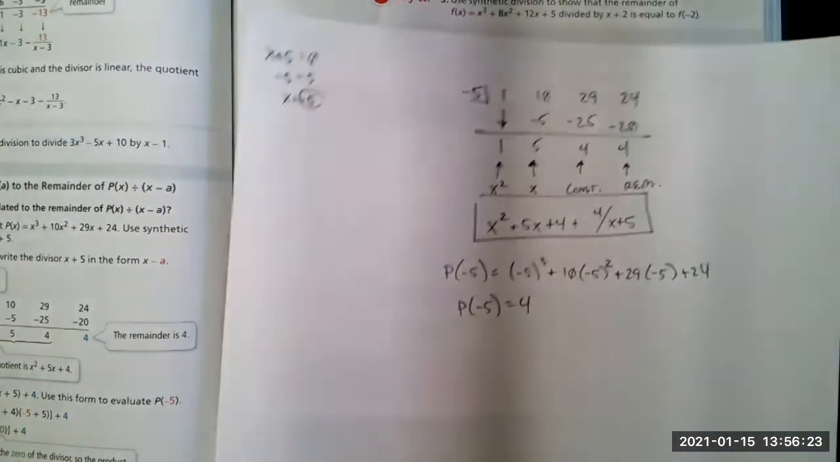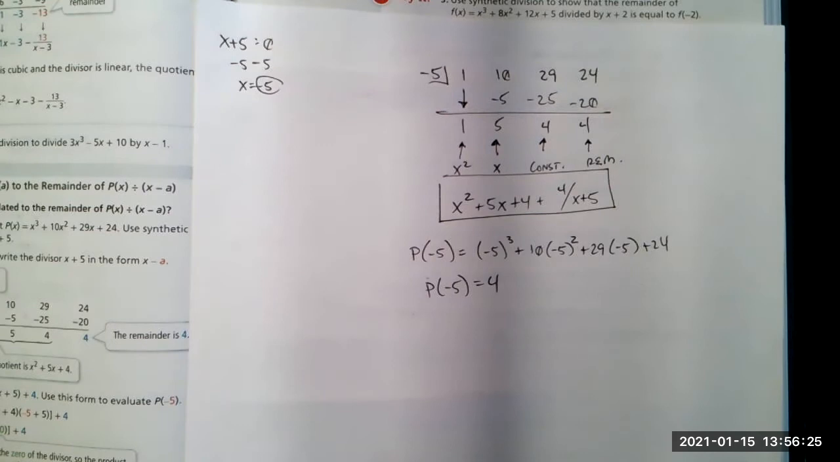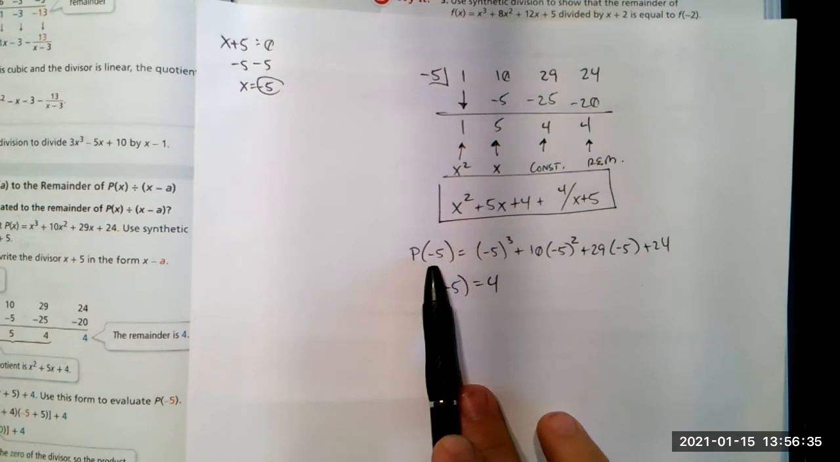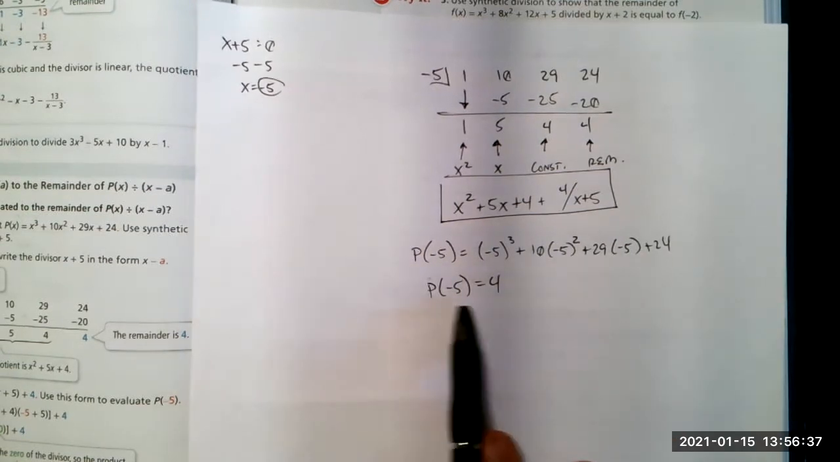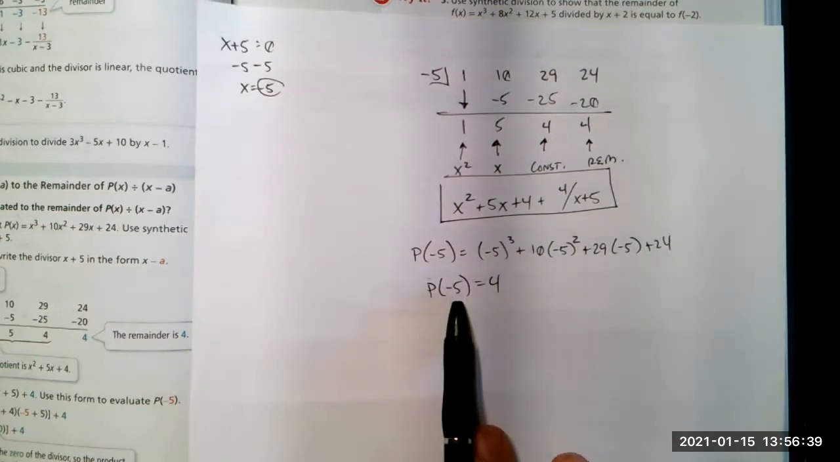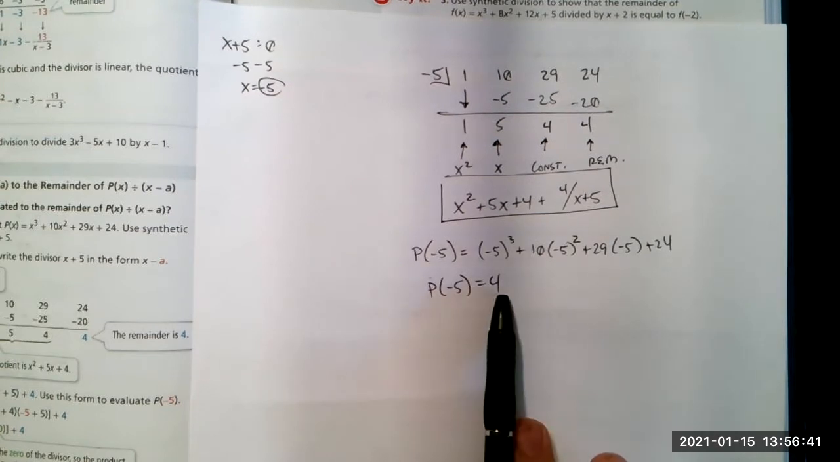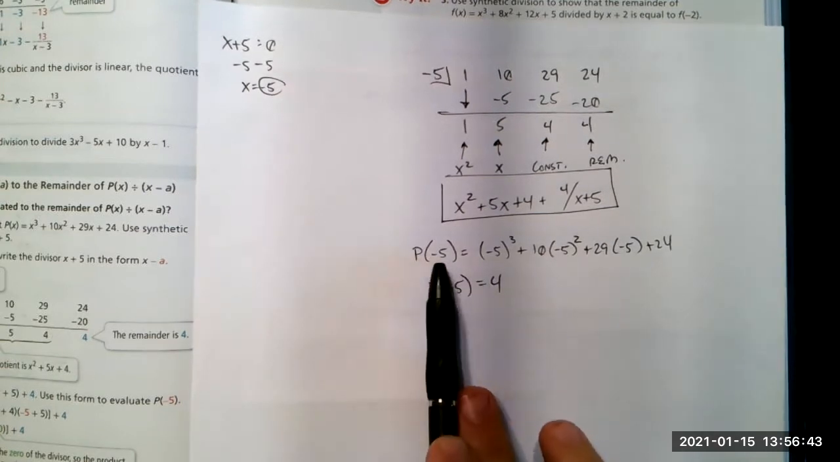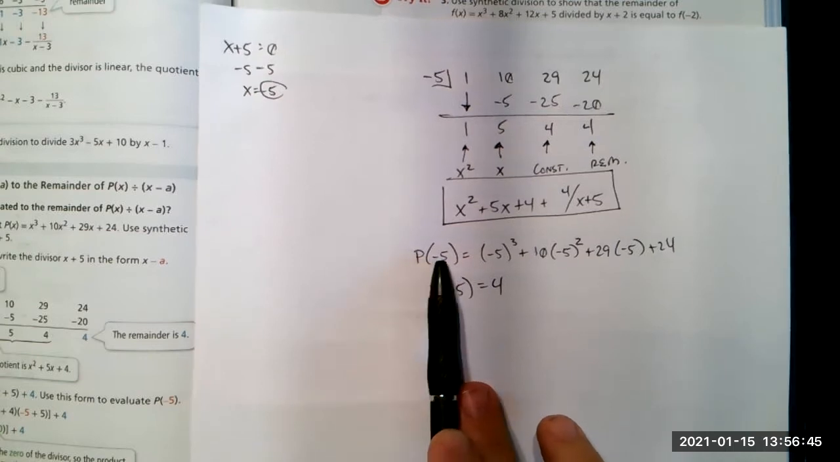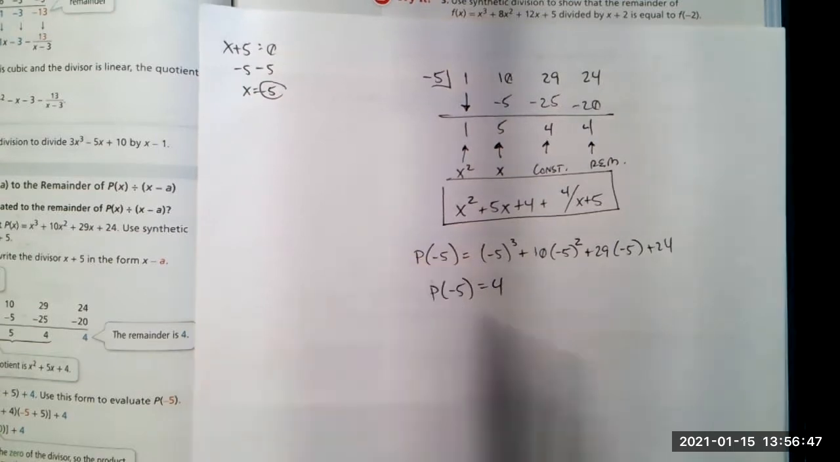So for example, if I want to show that a number is a factor or a zero of that function, like if I went to graph it, it would be an x-intercept, I can plug in that number and evaluate it. If evaluating that function gives me 0, that tells me that is a zero in my function. That's an x-intercept of that function.